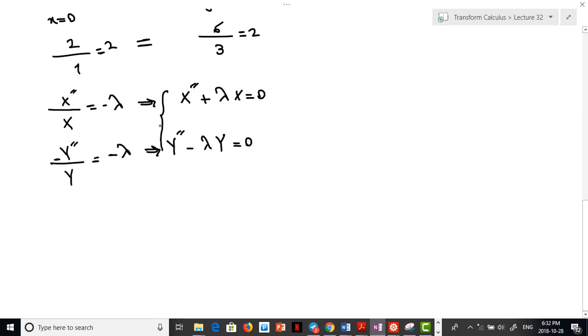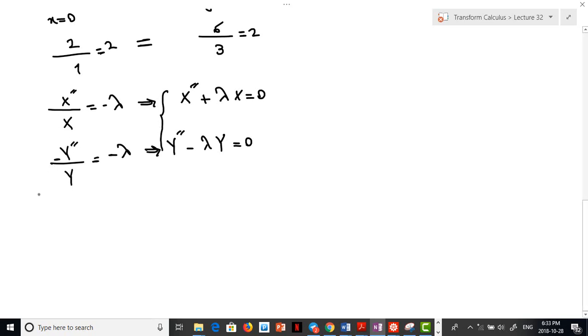The interesting point in using separation of variables is that now, instead of solving a partial differential equation, we have to solve two ordinary differential equations. The first one is x double prime plus lambda x is equal to 0. It's one ODE. And the second one is y double prime minus lambda y equal to 0, another ODE. In order to solve these two equations, we have to consider different values for lambda. So in fact, we have to investigate what the solution is if lambda is 0, if it's a negative number, or if it's a positive number.